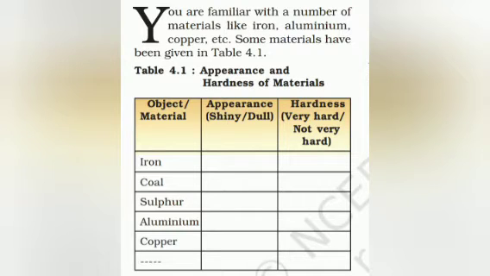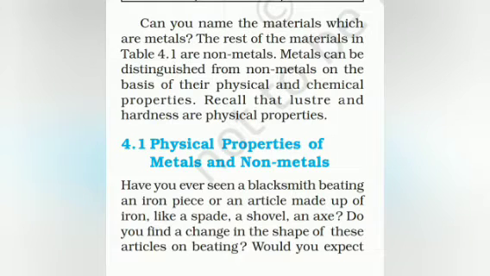These are non-metals. Can you name the materials which are metals? The rest of the materials in Table 4.1 are non-metals, where the metals can be distinguished from the non-metals on the basis of their physical and chemical properties. Now recall that luster and hardness are the physical properties.